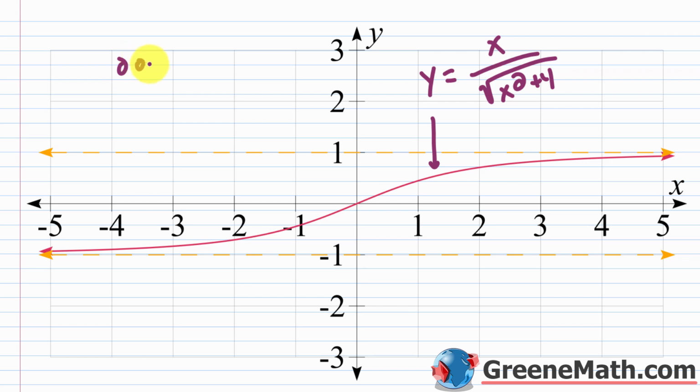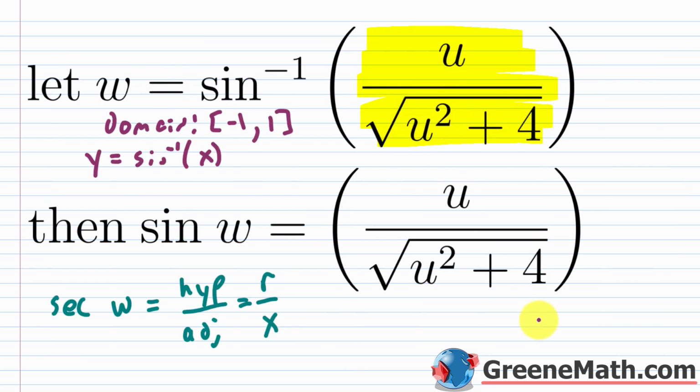So the domain is the set of real numbers, from -infinity to +infinity. That tells me if I go back up, I can plug in anything for u. So I can plug in a negative, a positive, 0. And so that is the first part.